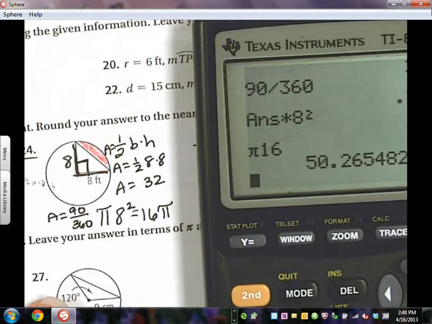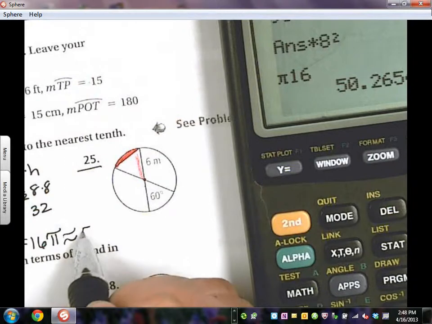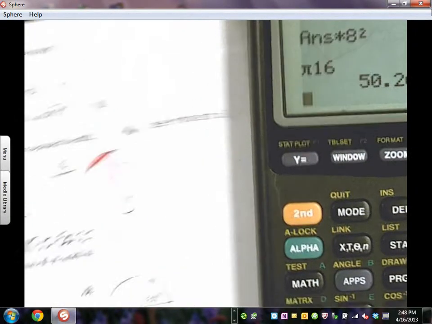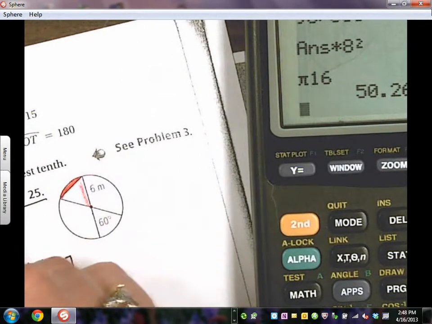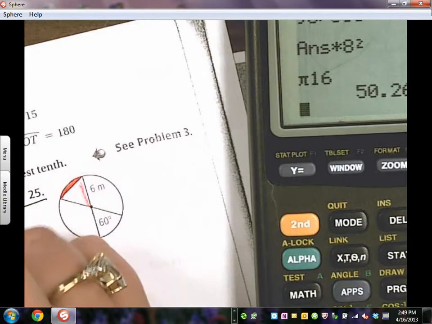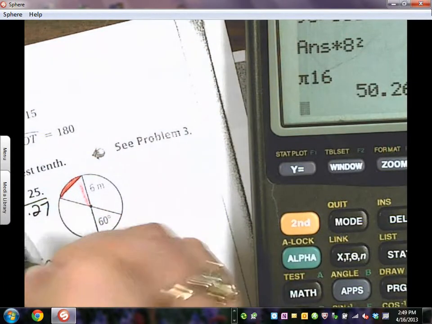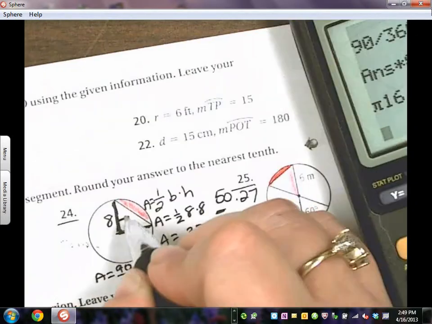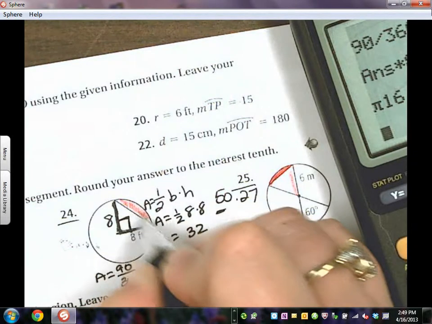I'm going to multiply that, and that means this is approximately, and I'm going to round, 50.27. So we take the area of the sector, this whole piece, the piece of pizza here, 50.27, and we subtract this triangle, and what we're left with is this red area.